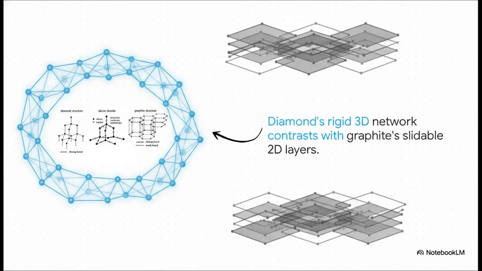On the left, you've got diamond. Every carbon atom is bonded to 4 others in this incredibly rigid 3D shape. Then on the right, you have graphite. Here, the carbon atoms are bonded in these flat 2D sheets that look like chicken wire. The layers are stacked, but the connections between them are really weak, so they can slide right past each other.